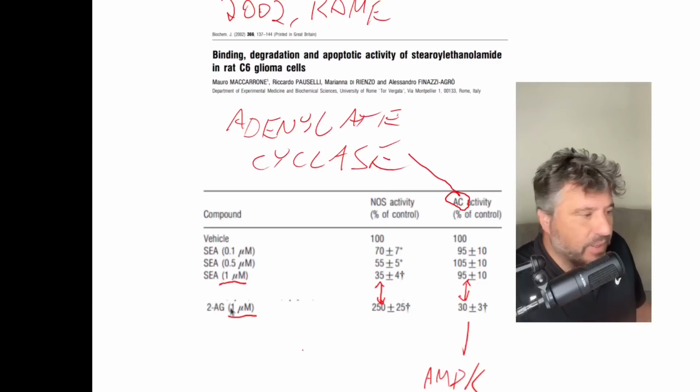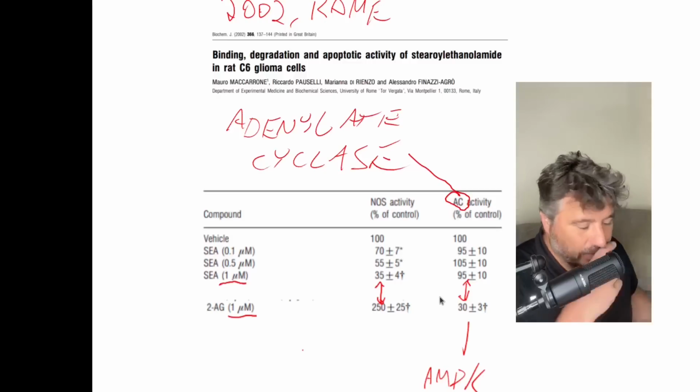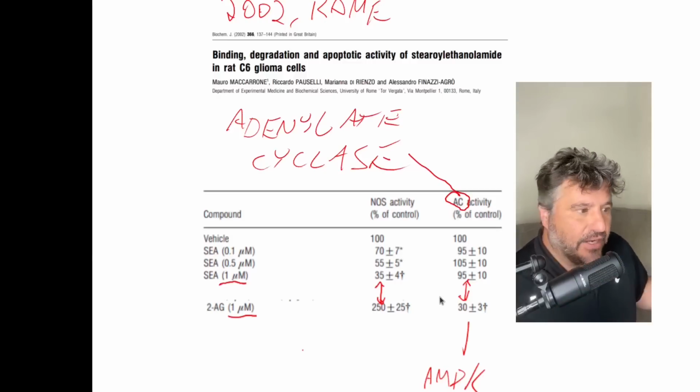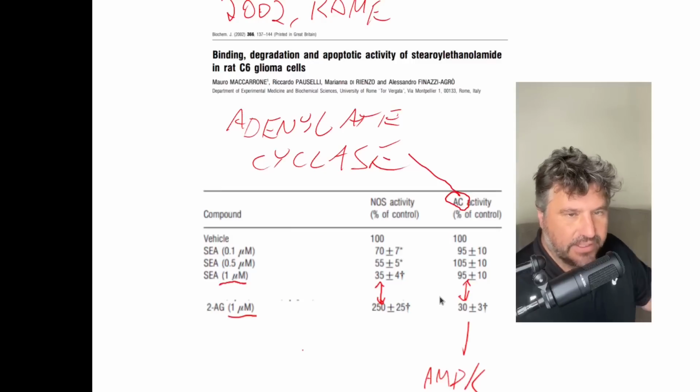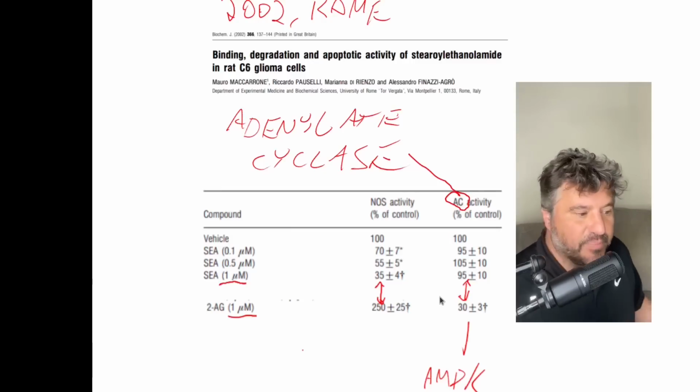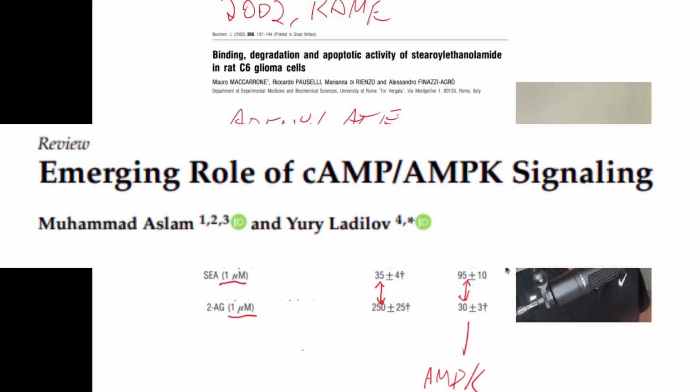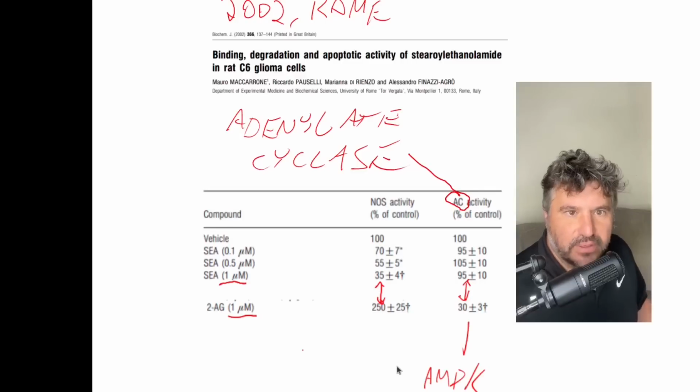They also pointed out in that same paper that 2AG decreases adenylate cyclase activity by 70%, and SEA does not. So adenylate cyclase is actually the enzyme that makes cyclic AMP, often seen as little c, big AMP, or they call it cAMP. And that is one of the primary activators of AMP kinase. And AMP kinase is a hugely important metabolic regulator. And if you have overactive CB1 receptor activity, you turn off AMP kinase.